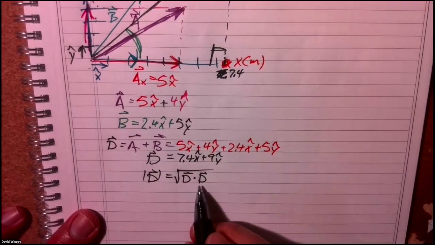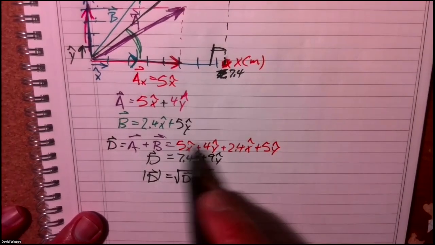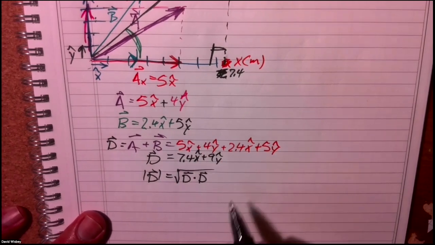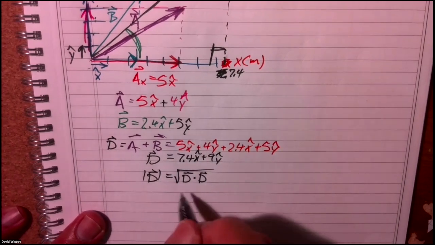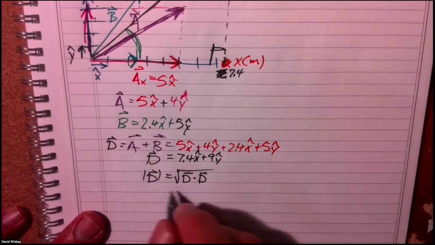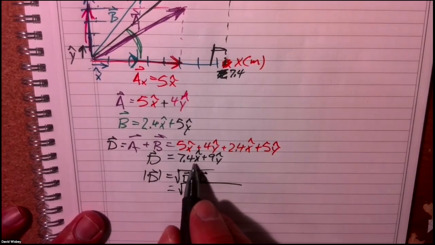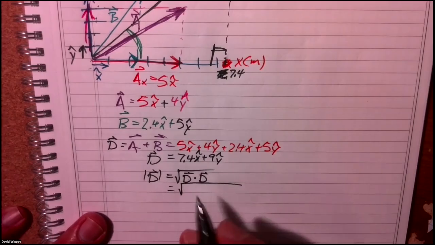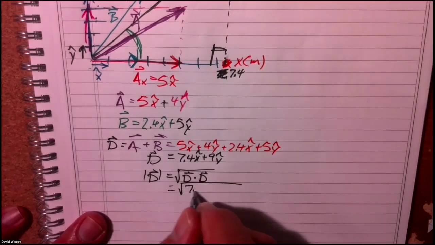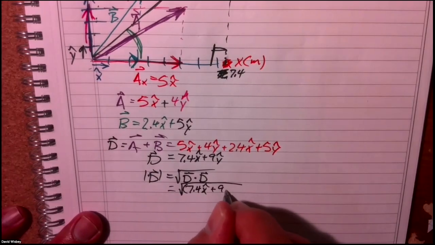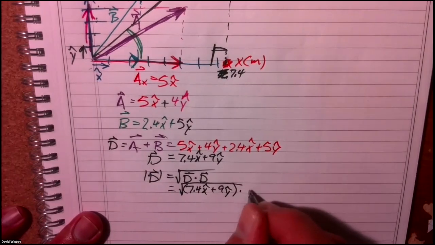This is vector multiplication. You multiply two vectors, you multiply the x components together and the y components together. And I'm going to take the square root of this. So what do I get here? Well, D is 7.4 times 7.4. I'll write it out in all the steps: 7.4 x hat plus 9 y hat, and I'm going to dot this together.